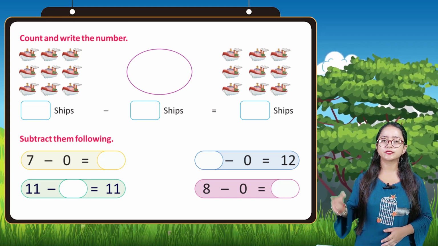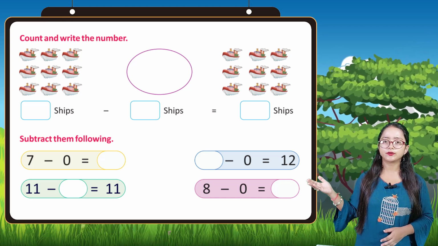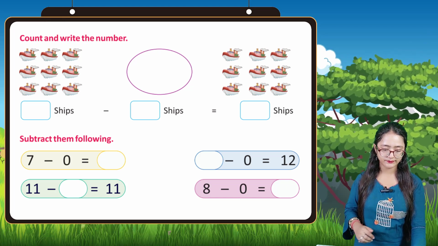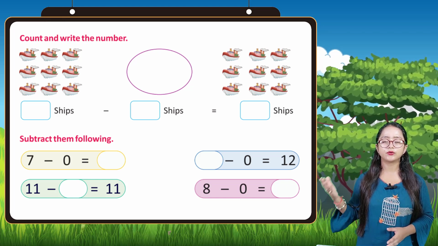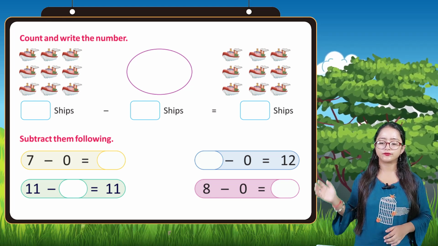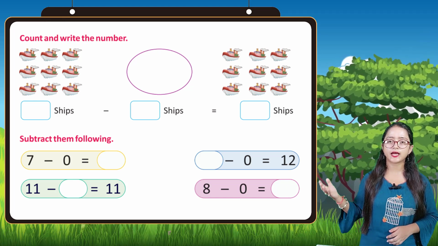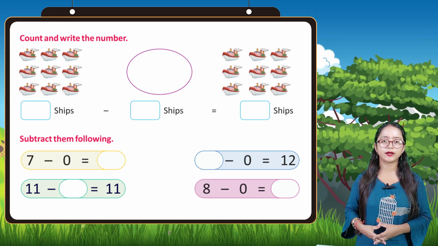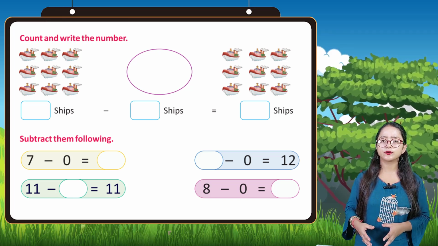Now next question is subtract the following. 7 minus 0 equals 7. So write down 7. Next one, dash minus 0 equals 12. That is 12 only. Write down 12. Next one. 11 minus dash equals 11. That means 11 minus 0. So write down 0. Next one, 8 minus 0 equals 8.